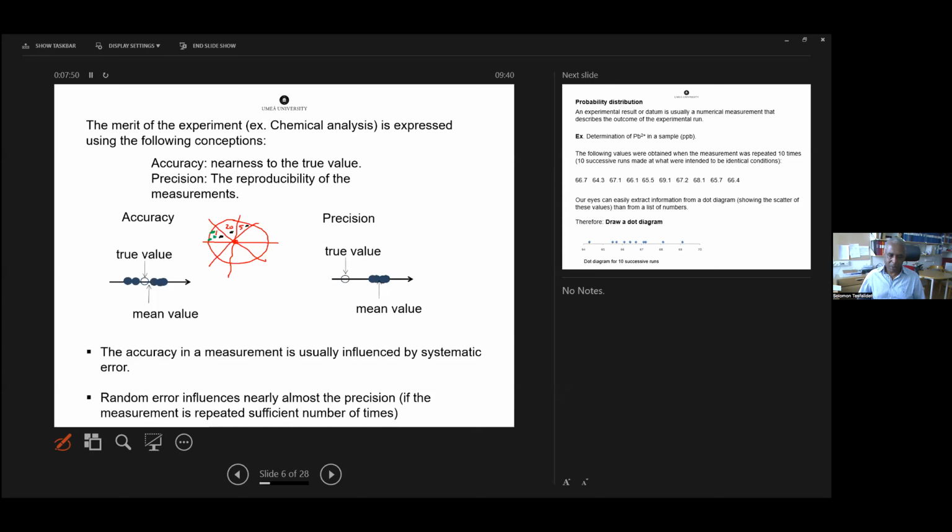So we have all the result. This means that we have some sort of systematic error, for example. That can be the reason why we have this deviation from the true value. So you must be able to differentiate, to distinguish between precision and accuracy. So random error influences nearly almost the precision if the measurement is repeated a sufficient number of times. The accuracy in a measurement is usually influenced by a systematic error.